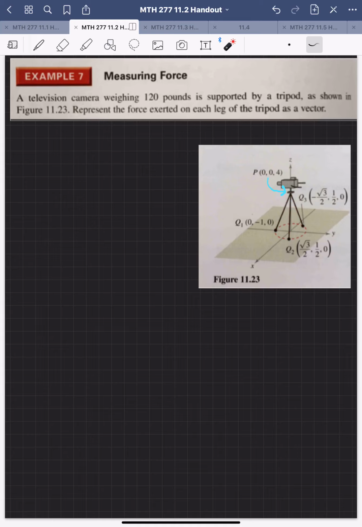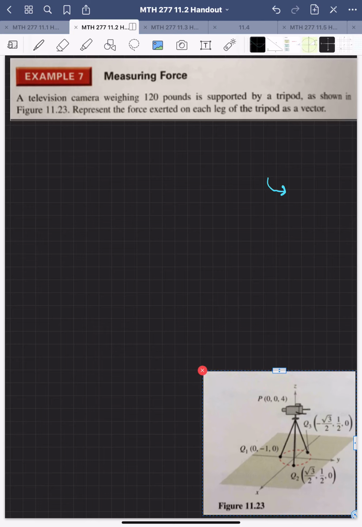Ready? Let's jump in. So we're using a picture here, and based on this picture, we're going to assume that this, where my stylus is right now, is point P, and we're going to start to think about vectors, right? We're going to build a vector from each of these legs of this tripod. All right, so let's do that now. Let's build a vector from each.